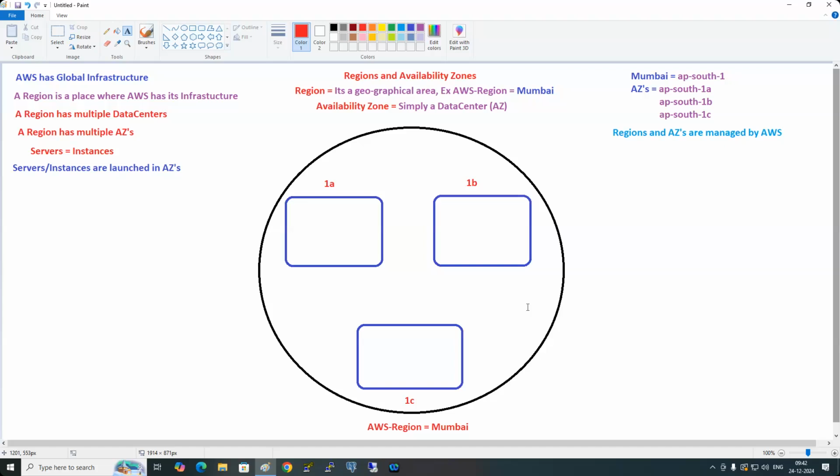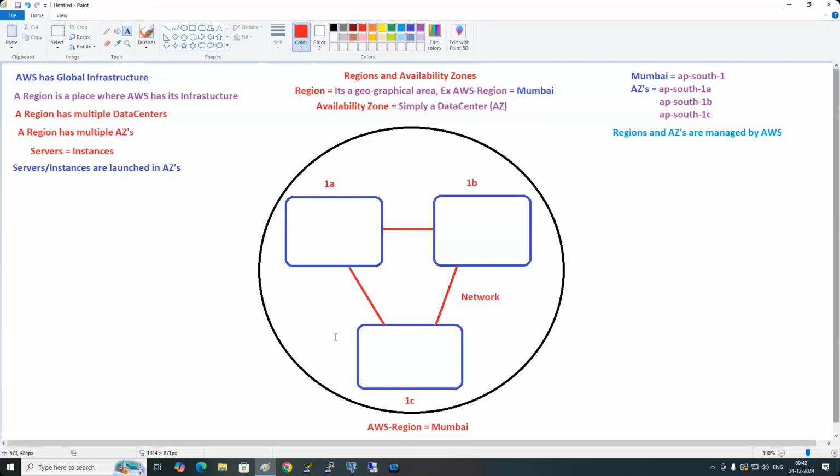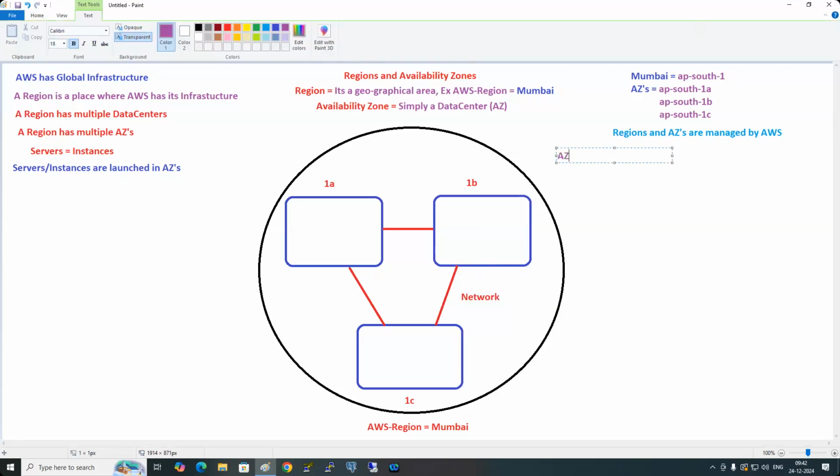So here, the question is: the network between the availability zones is interconnected with each other. Say that, Anna. The network between the availability zones is interconnected. So can we say availability zones communicate with each other or not? Availability zones can communicate with each other by default.